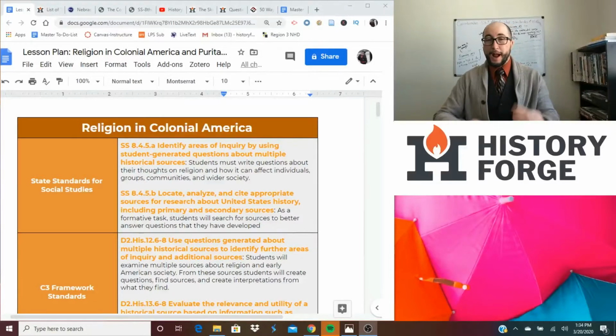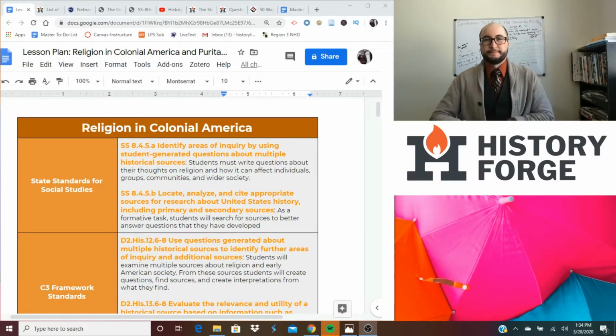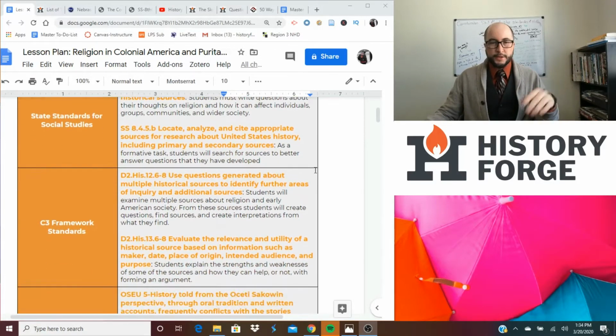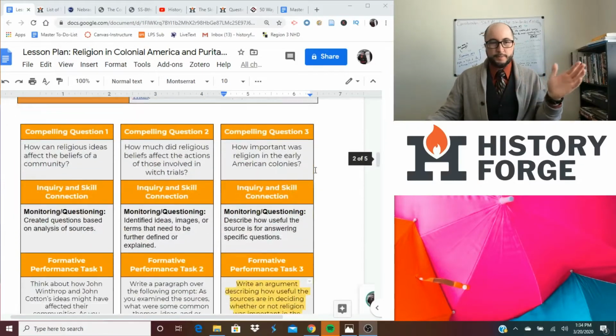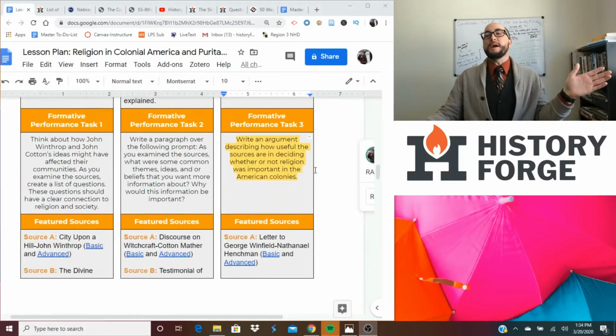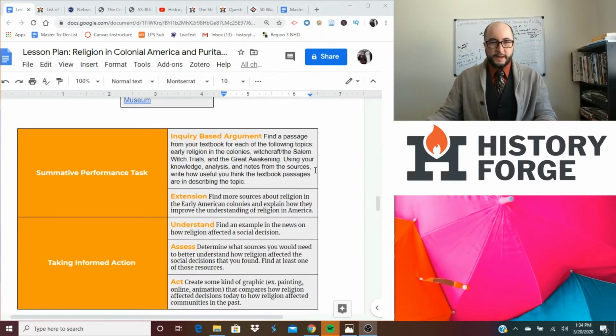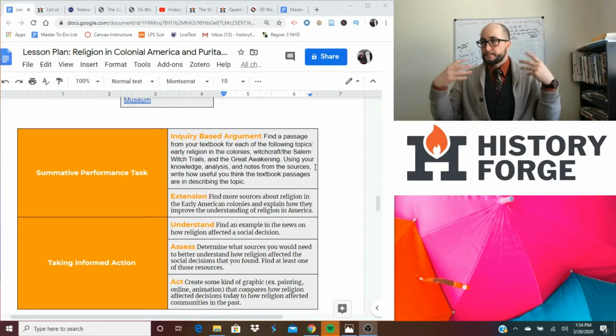Okay, so throughout this entire little lesson plan series, we've been doing colonial religion, as you can see from the top. First part, we did the standard. Second part was questions. Third part was the formative assessment. And now, all the way to the end, we're finally at summative performance task and taking informed action. So we finally made it.